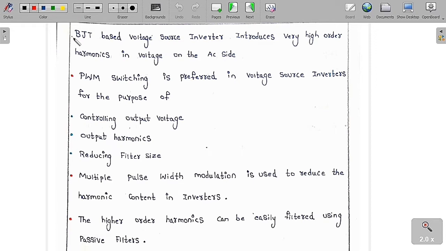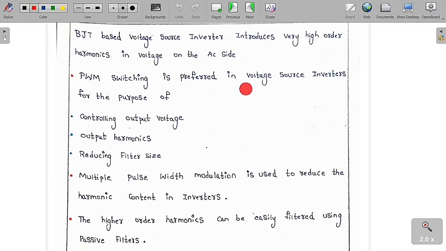So here, I have already told you, voltage source inverter: the output voltage is always constant, but the output current is going to depend upon the load. As the output current is not a pure sine wave, it is going to have a lot of harmonics. Therefore, the input side is also going to have a lot of harmonics. That is the meaning of this one. So triangular PWM control when applied to a three-phase BJT based voltage source inverter introduces very higher order harmonics in the voltage on the AC side.